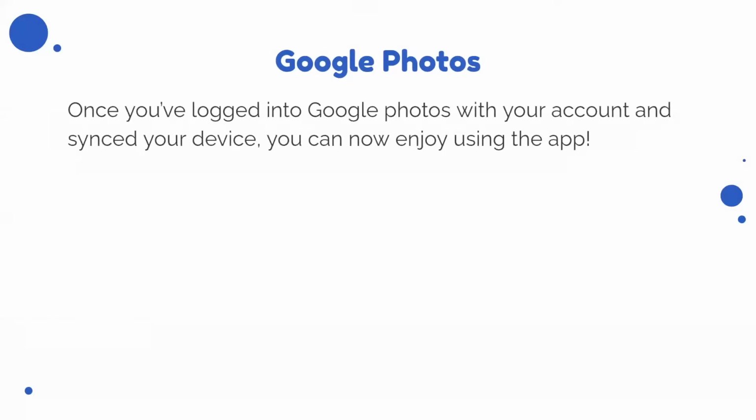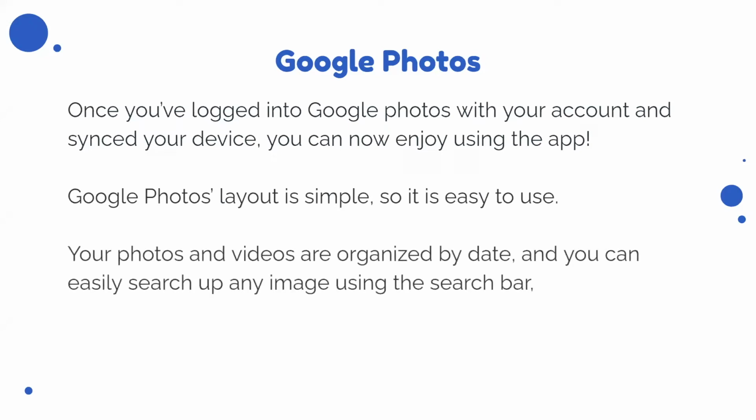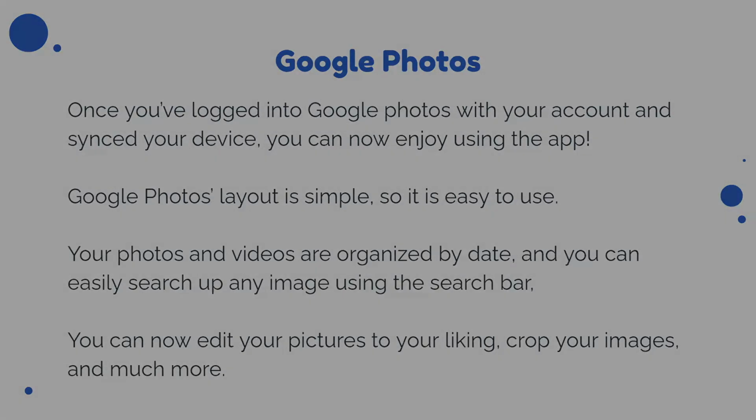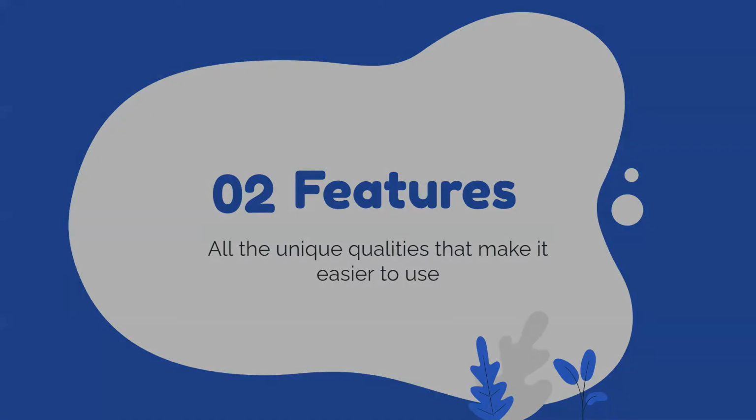Once you've logged into Google Photos with your account and synced your device, you can now enjoy using the app. Google Photos layout is simple, so it is easy to use. Your photos and videos are organized by date, and you can easily search up any image using the search bar. You can now edit your pictures to your liking, crop your images, and much, much more. Next, we're going to look at all the unique features and qualities that make Google Photos easier to use.